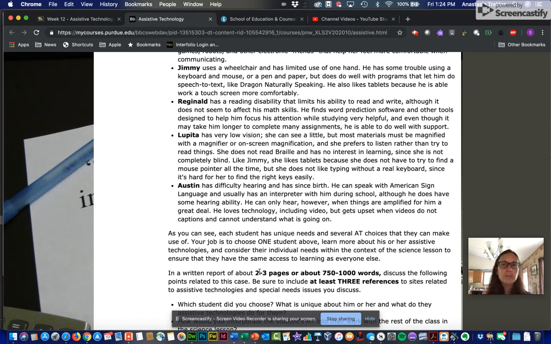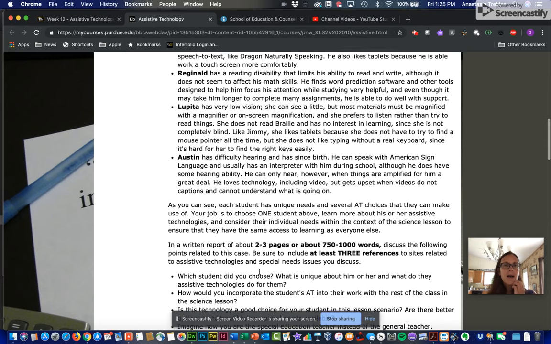Then you have Reginald. He has a reading disability. So his reading and writing is affected, not so much his math skills. So in a science classroom, this may or may not be an issue until it comes to writing a lab report or something like that. He likes word prediction software, like Co-Writer is a name of one that you could look up. And it does take him sometimes a little longer to get through things because of that reading disability that he does have, but he can usually do pretty well with support.